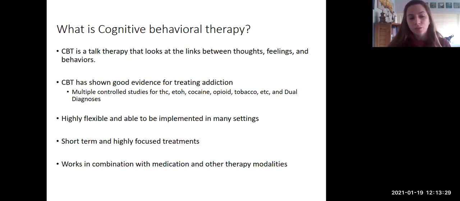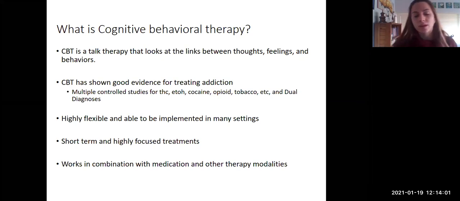What's nice about CBT and why I think it's helpful, even if you haven't really thoroughly been trained in this, you don't necessarily need to do a full CBT protocol. If your relationship is med management, or your relationship is case management, or whatever role you're playing with the patient, you can still apply some of these techniques and it'll be helpful, right? So it's highly flexible. You can implement it across settings and across providers.